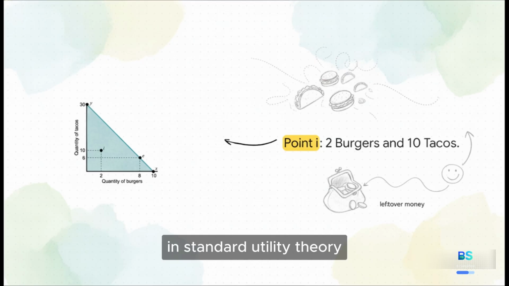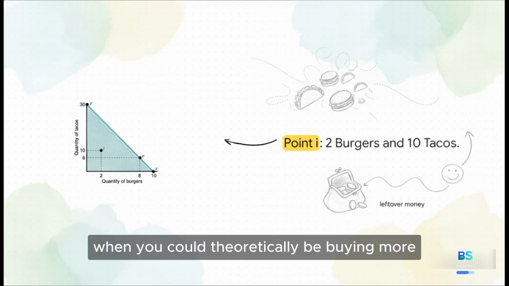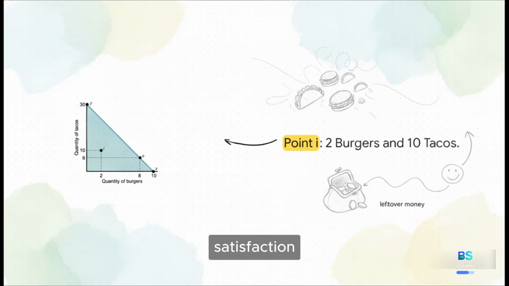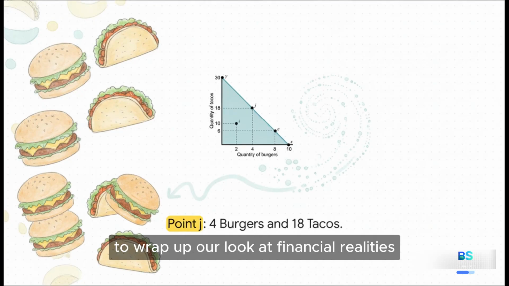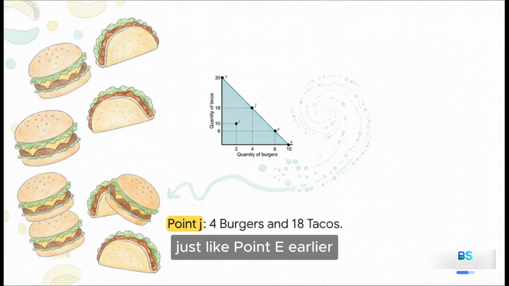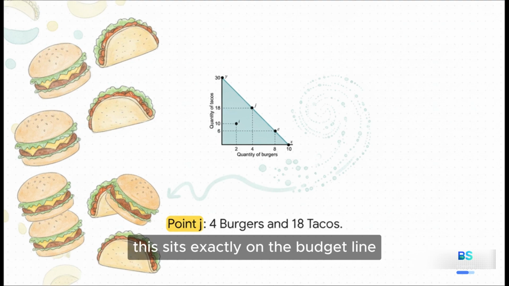In standard utility theory, leaving money on the table when you could theoretically be buying more satisfaction means you just aren't fully maximizing your potential. To wrap up our look at financial realities, check out point J, 4 burgers and 18 tacos. Just like point E earlier, this sits exactly on the budget line. It perfectly drains the wallet, so the financial boundary is firmly set.